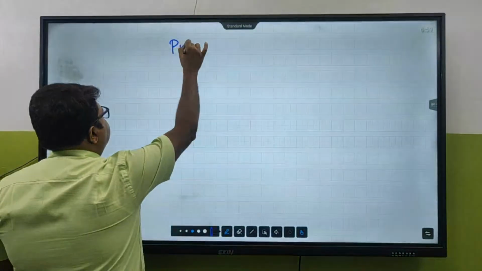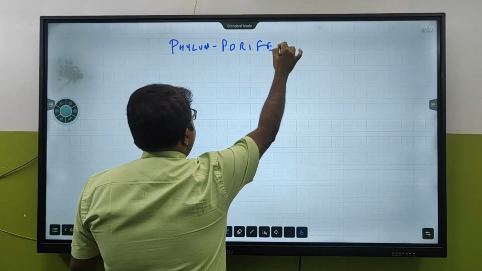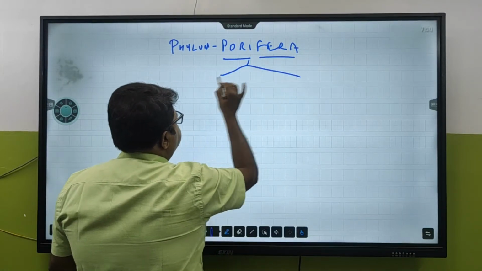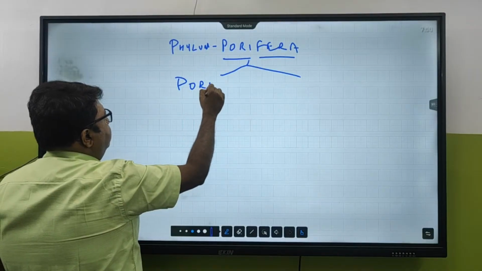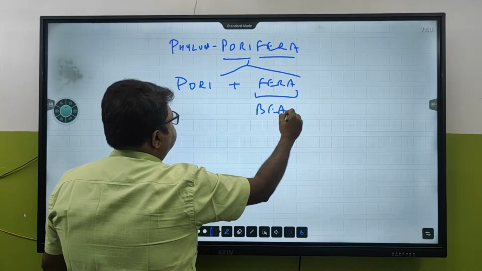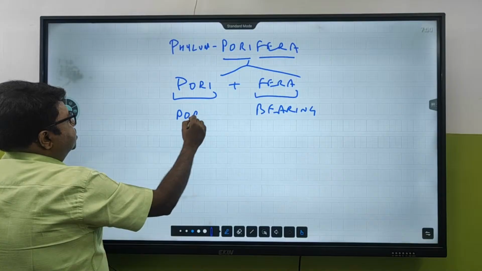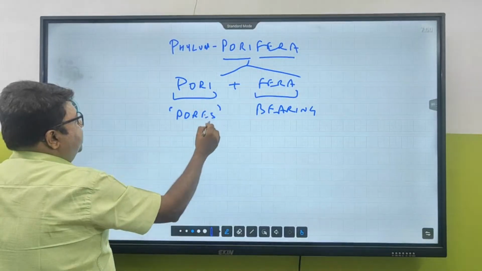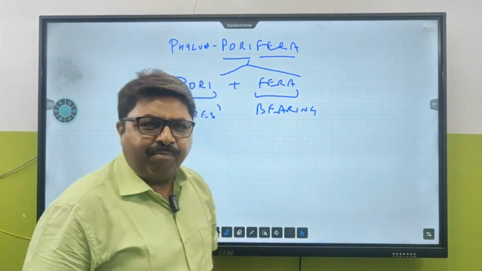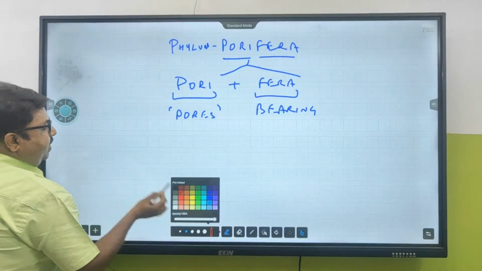Let us start with the first phylum, Porifera. Now break this term into two: Pori plus fera. Fera means bearing or having, and Pori means pores. So basically they are pore-bearing organisms. Clear? Their body has billions of pores.